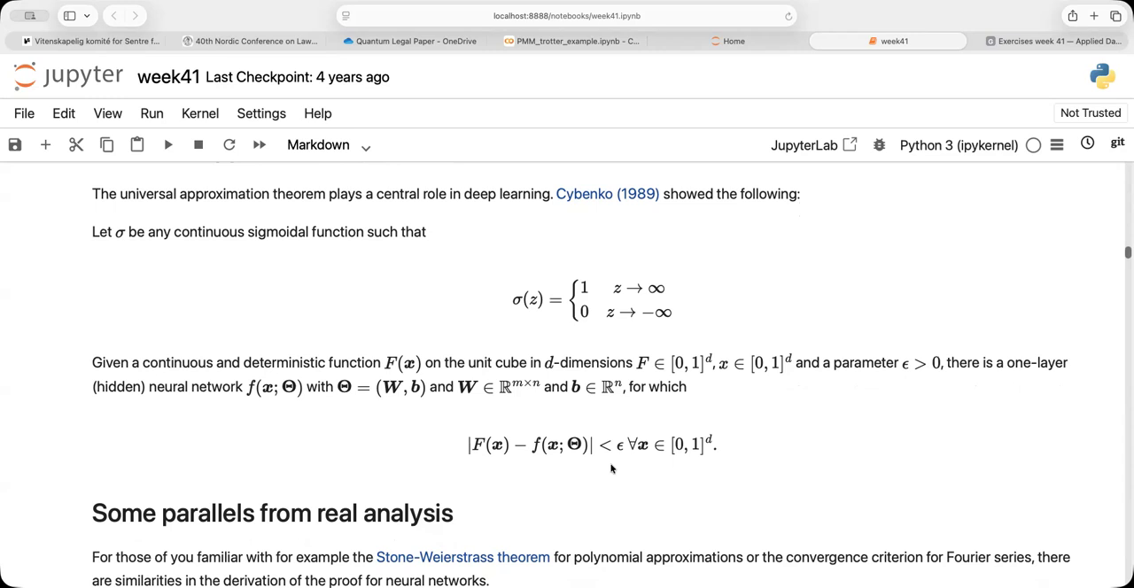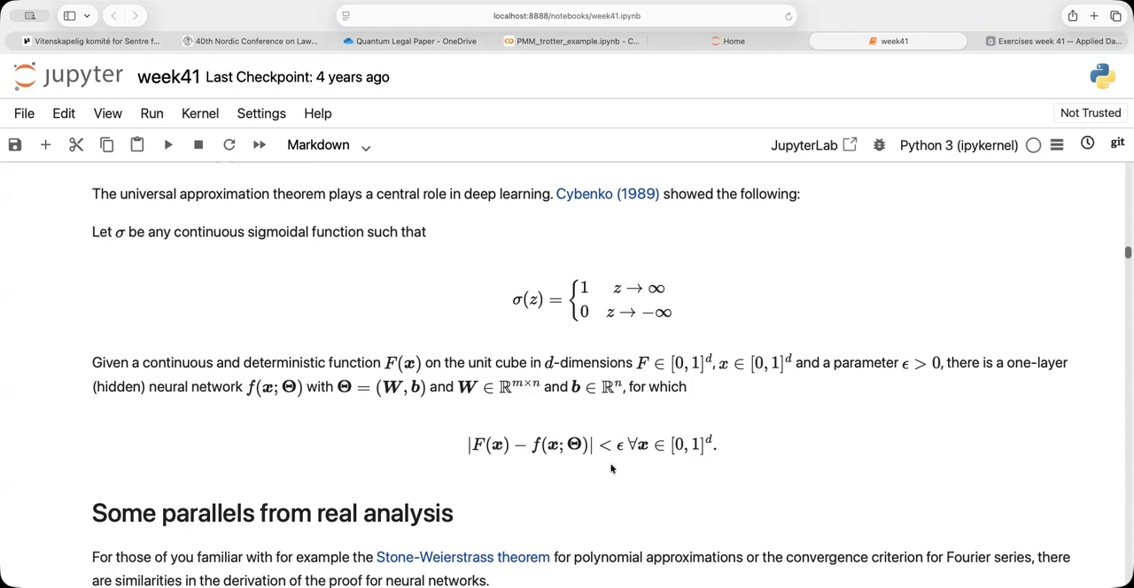Now, the theorem doesn't say how many nodes you need. It doesn't say what the size of the error is. That is left to experiment. And that's why you have to think of a neural network as a numerical experiment.